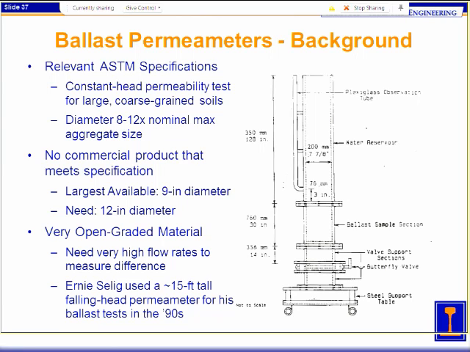As I mentioned earlier, it's very open graded. You need very high flow rates through this to measure the difference. I mentioned Selig earlier in the durability section. They're kind of the last ones we could find that had done any major permeability testing of ballast, and they actually used a 15-foot tall falling head permeameter to measure this. So really high. In fact, I don't think we could find a spot in Atrium that would have fit this thing, even with the high bays.